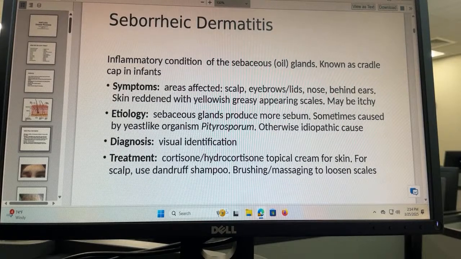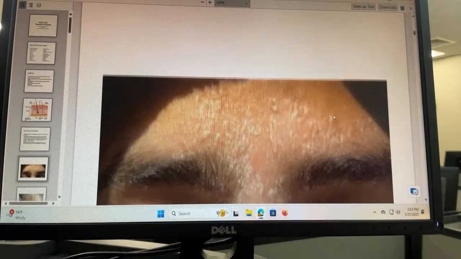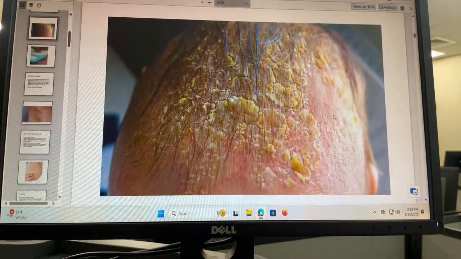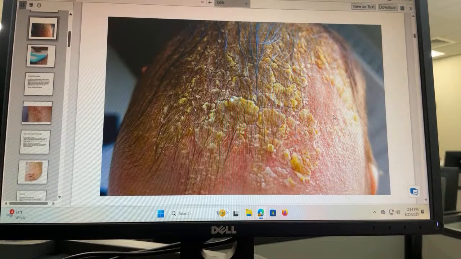Symptoms of this is that it affects the scalp, eyebrows, lids, nose, kind of like anywhere on the face and head. You'll see red skin with yellow, greasy appearing scales. It may also be itchy. Here's a picture of it on the face, and then here's a picture on a baby. So this is what they call cradle cap. It's just greasy scales from the overproduction of the sebum from the sebaceous glands.